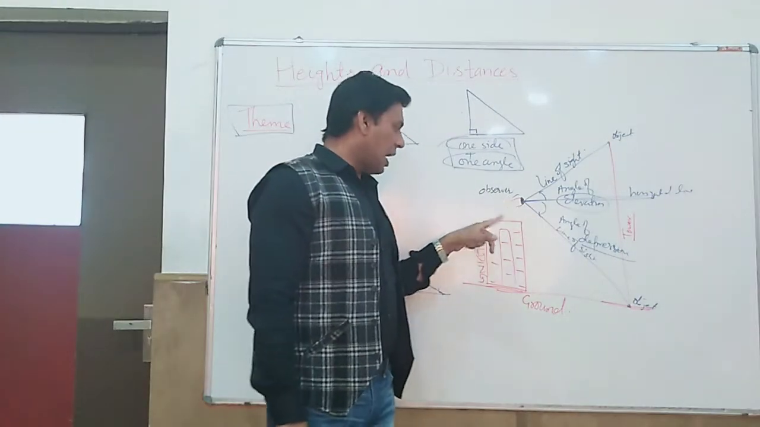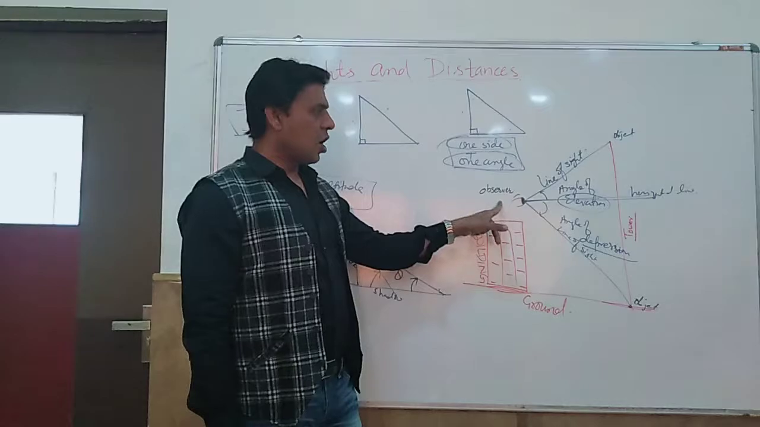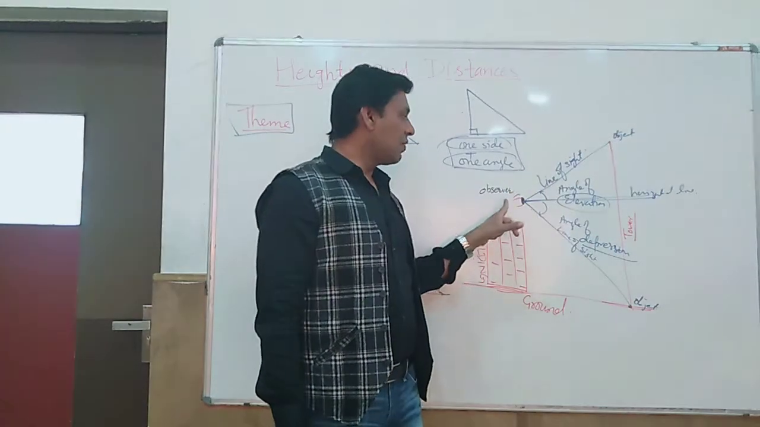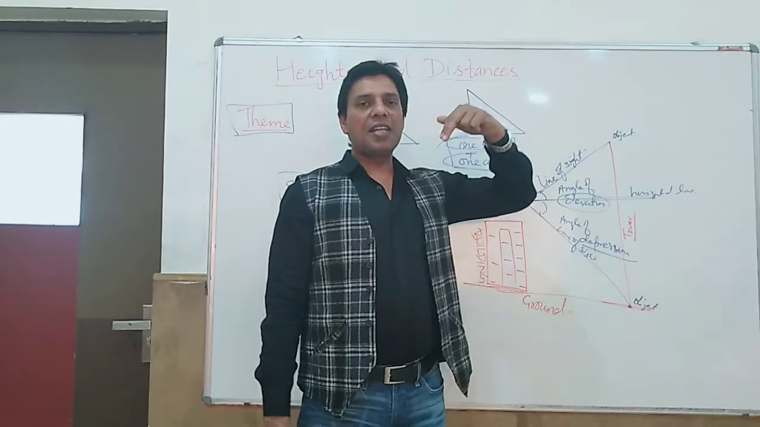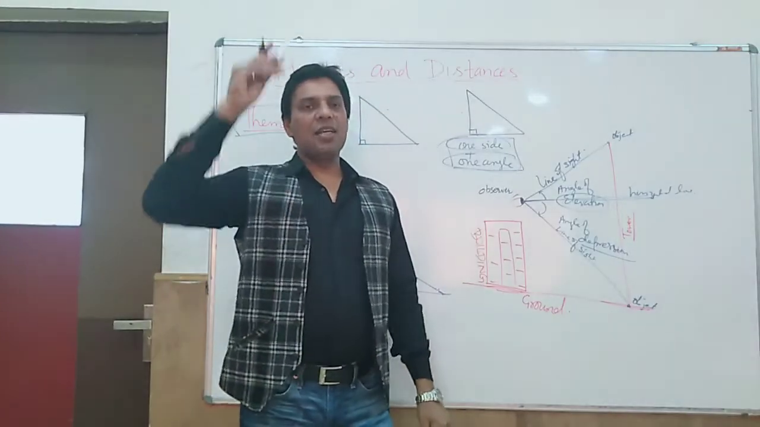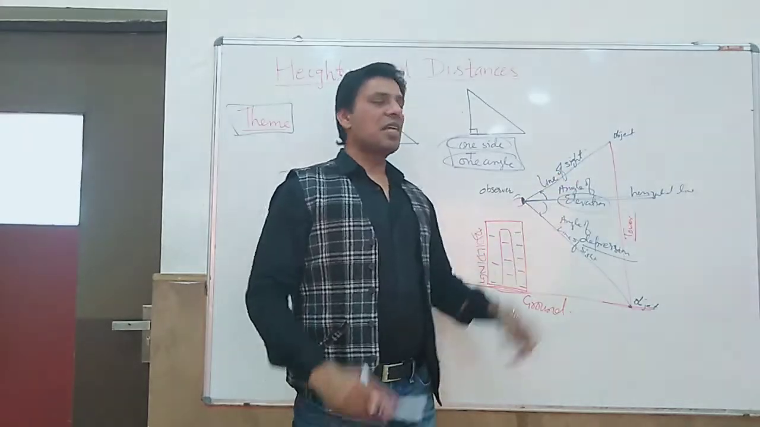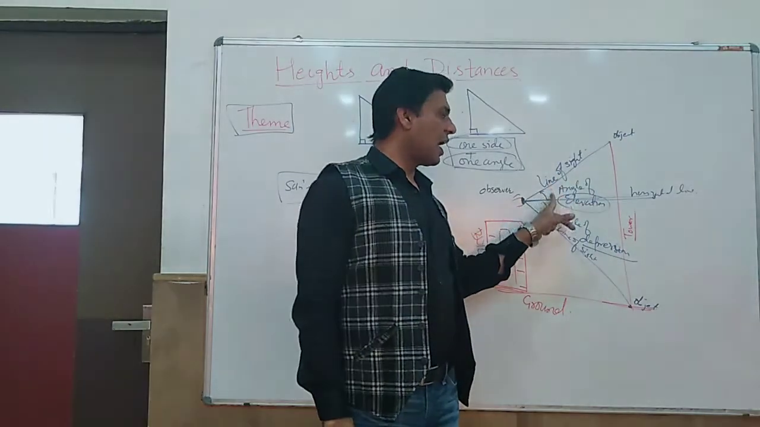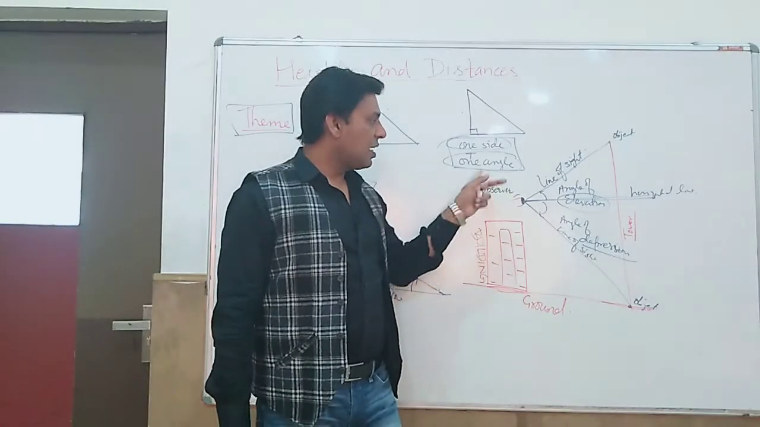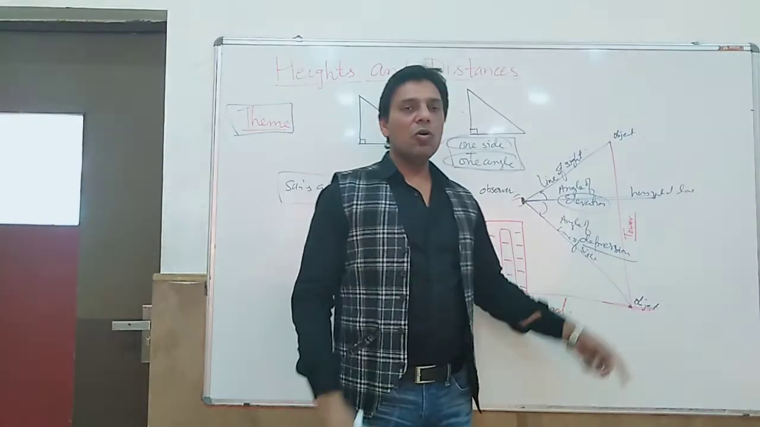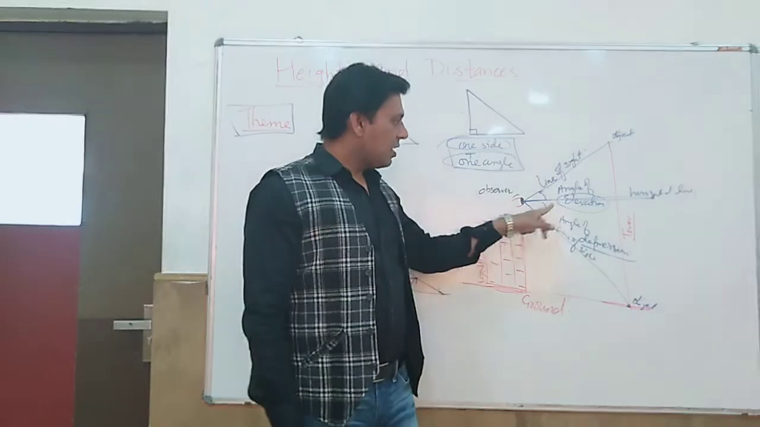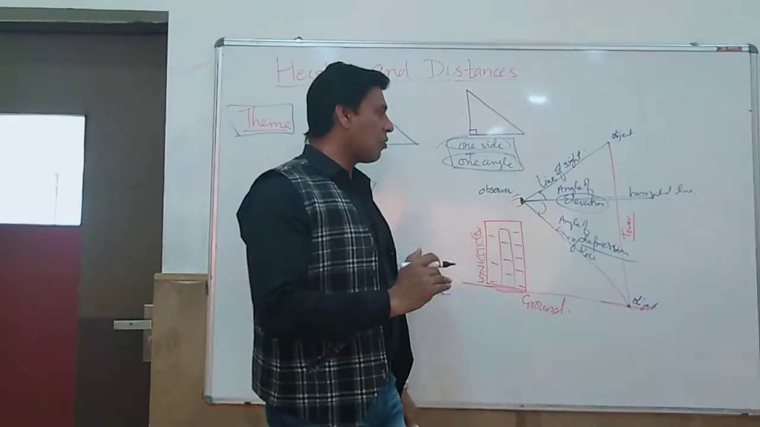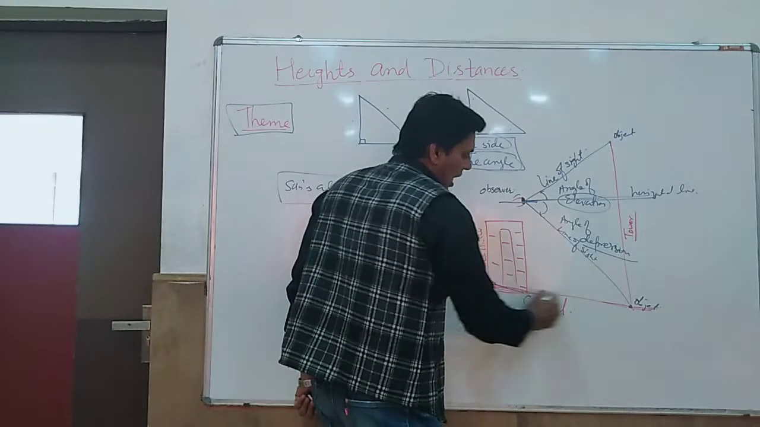So I told you that there is a building, an observer is standing on the building, and there is a tower higher than the building. If the observer is looking at an object which is higher than the observer, then the line of sight will be upward like this. Then this angle is called angle of elevation, and if the observer is looking at something below the observer, then this angle with the horizontal is called angle of depression. In every calculation, you know these two lines are parallel.